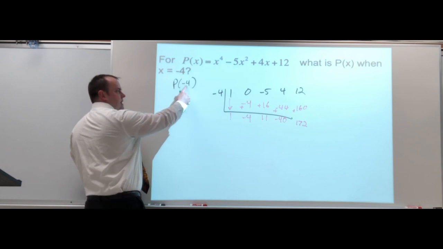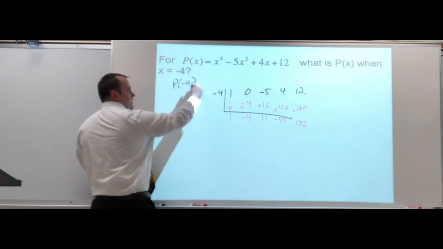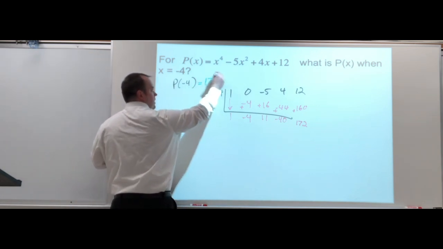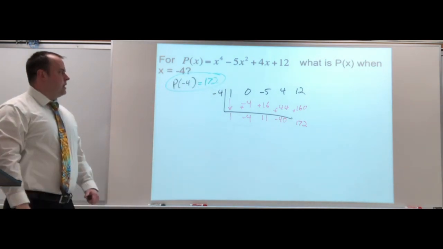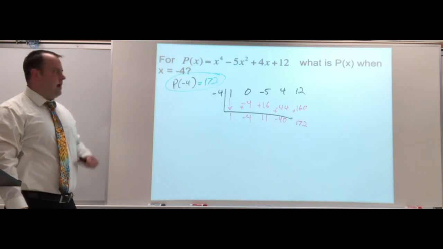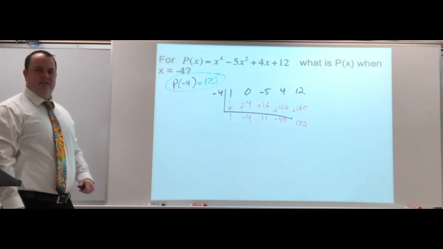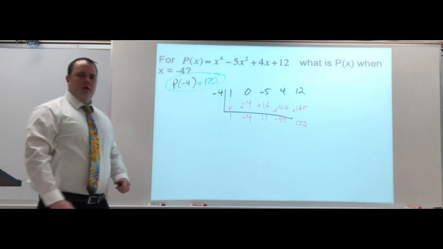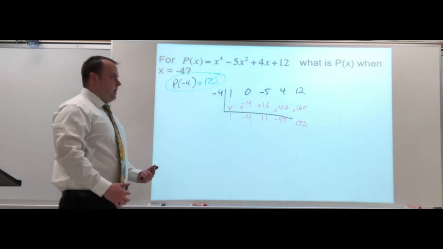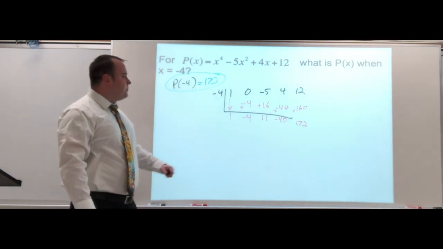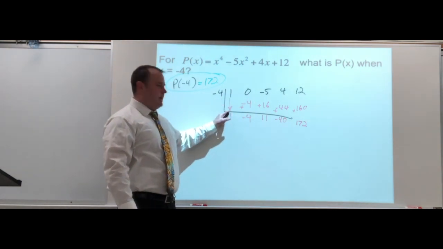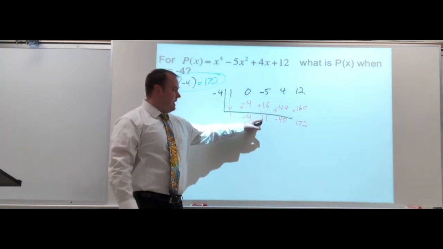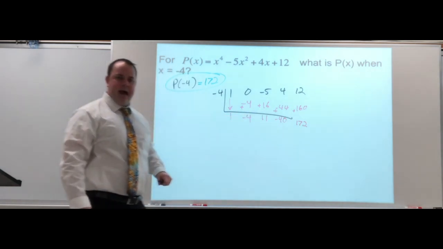If we did p of negative 4, there's the way I'd like you to write your answer. If you would plug in negative 4 to that polynomial there, your answer would be 172. Okay? So make sure you have your fillers, make sure you have your terms all in order here, and you're still just multiplying and add. Multiply, add. Multiply, and add.